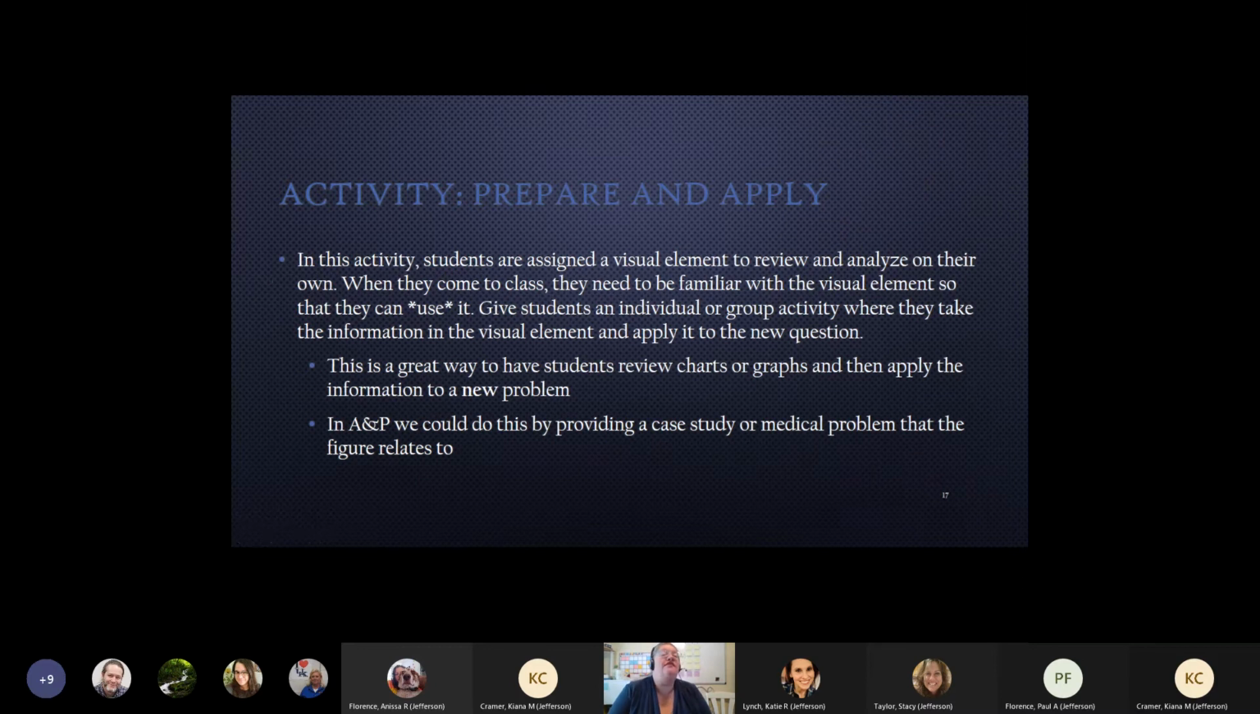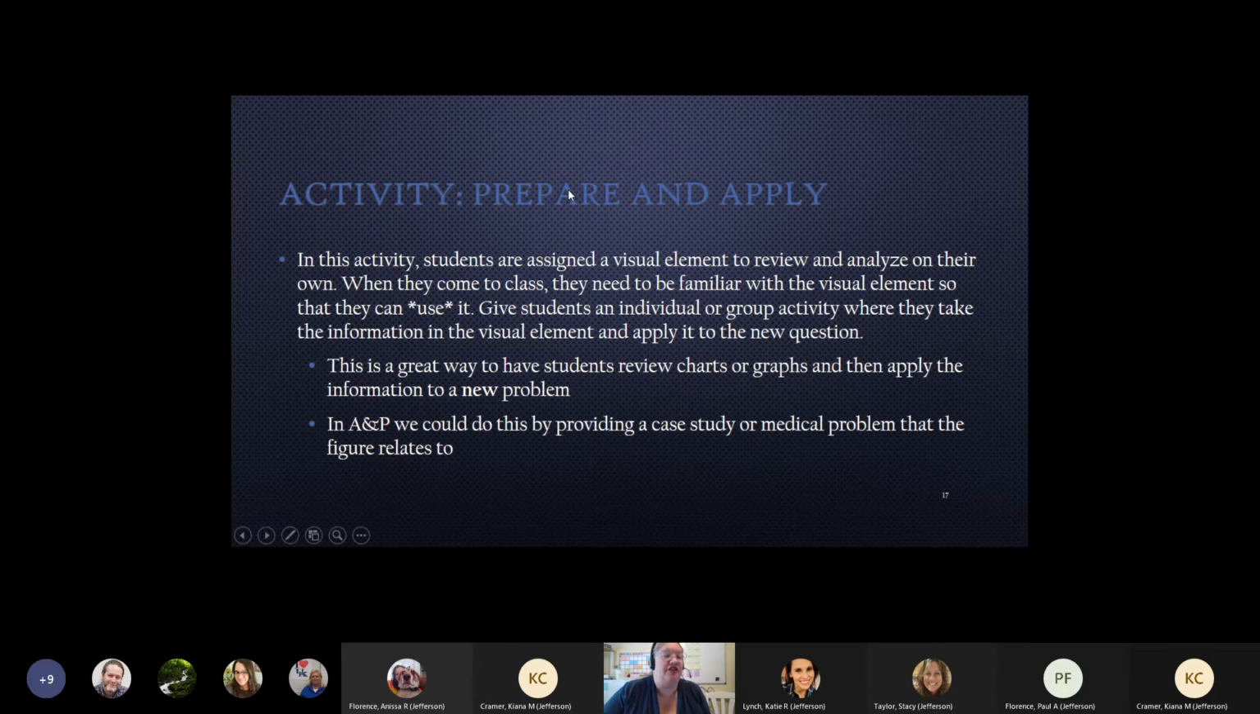So one of the other resources that you have that's going to be in files is the preface to Lori Garrett's booklet, The Art of Teaching A&P. And it's a really good summary of why we should teach and work with students on visual literacy.